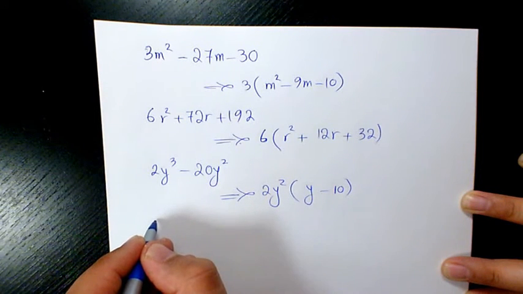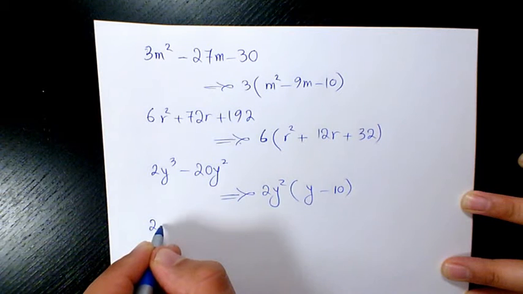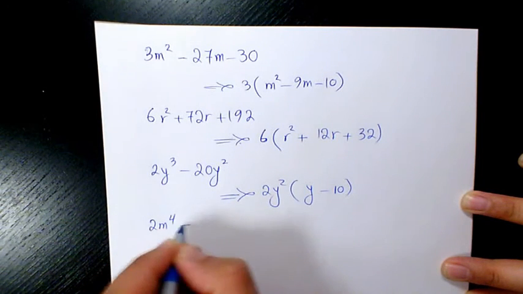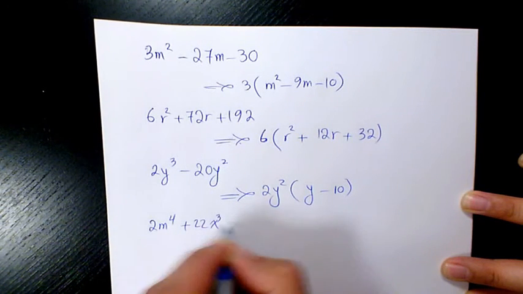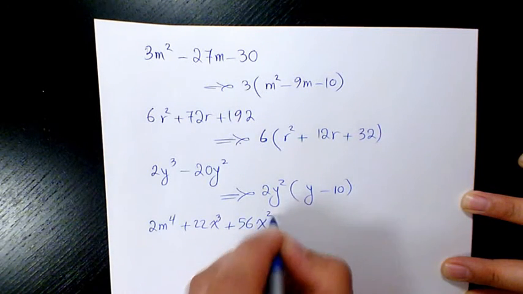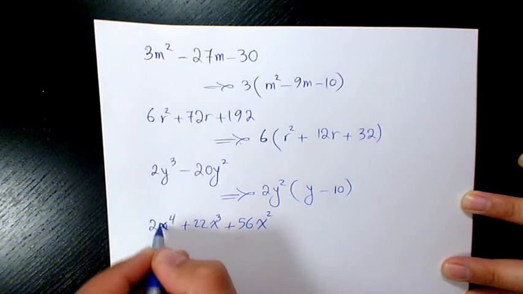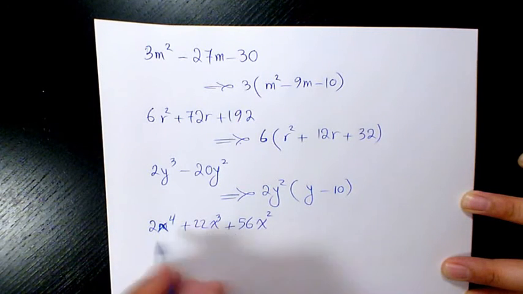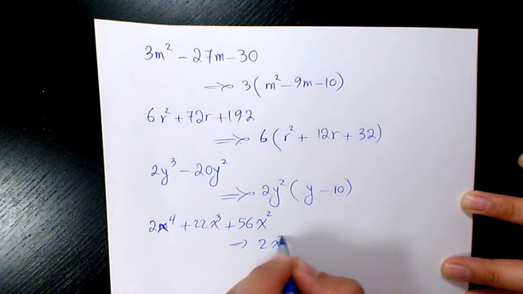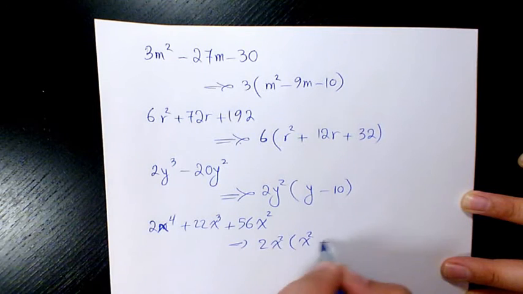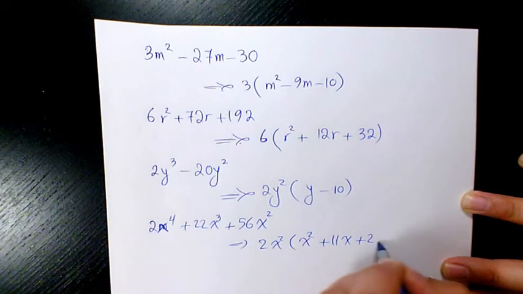Next one is going to be 2x to the power of 4 plus 22x to the power of 3 plus 56x squared. That's x. All of them have x. So you can factor 2 and x squared, which makes it x squared plus 11x plus 28.